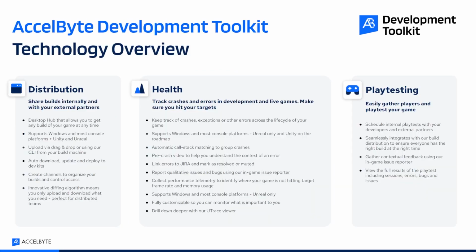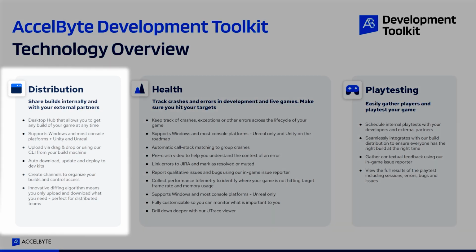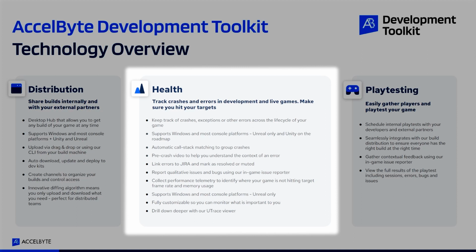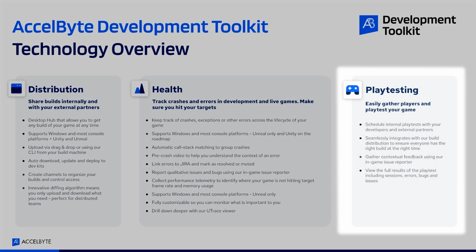We have three main areas that we cover with ADT. First one is distribution. Using the desktop app and the command line interface, users can upload and download the build. Second one is health. Users can use the web, the SDK, and the command line interface to track crashes and see device performance profiling from each game session. Last one is playtesting. You can easily create a playtest with the app and then get the detailed report on the website.